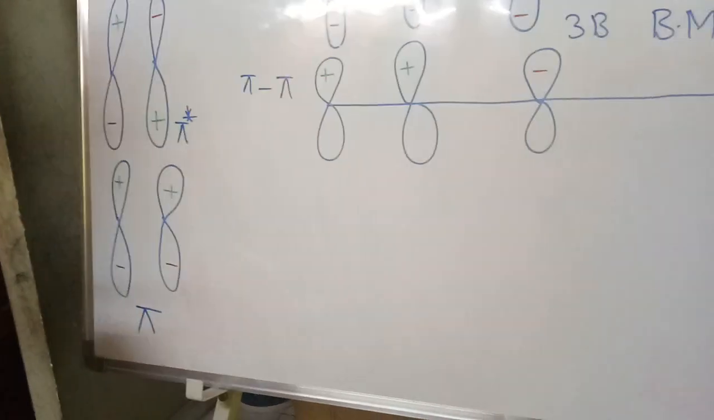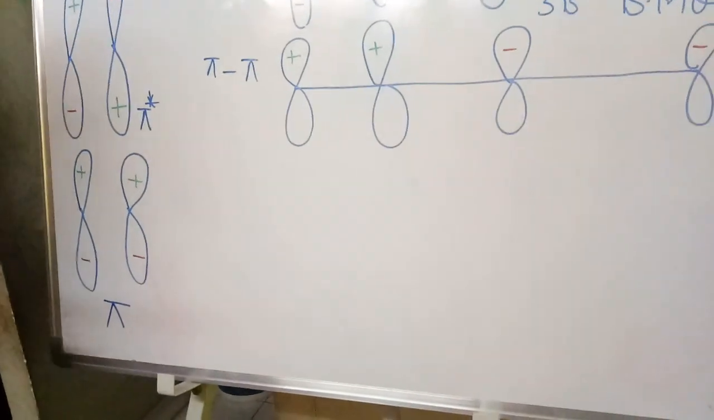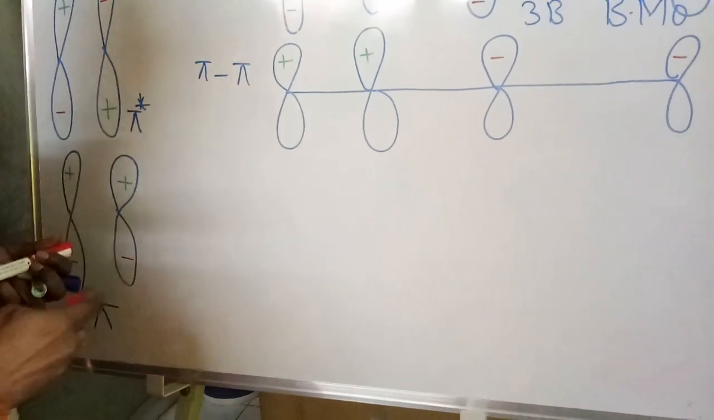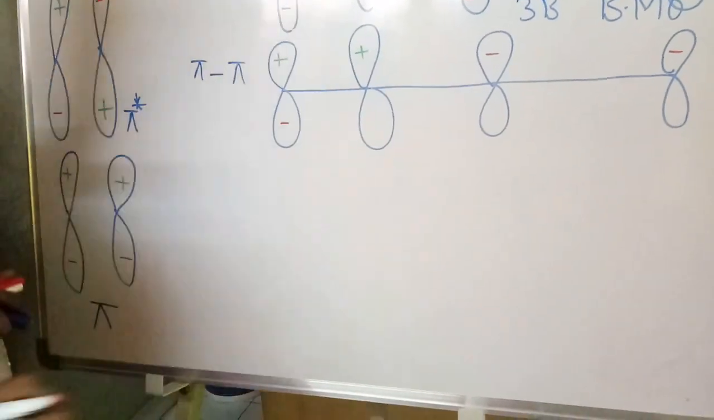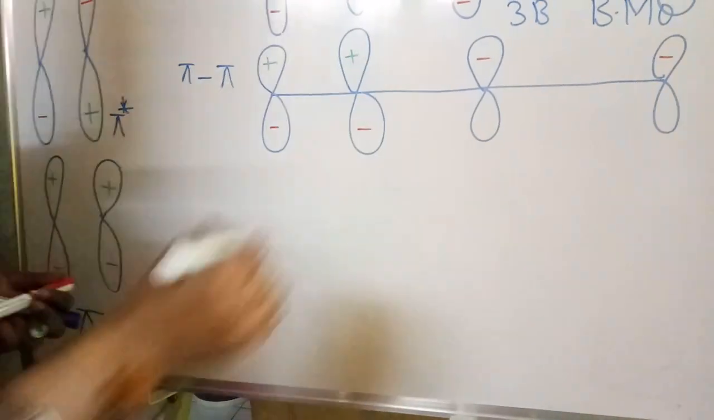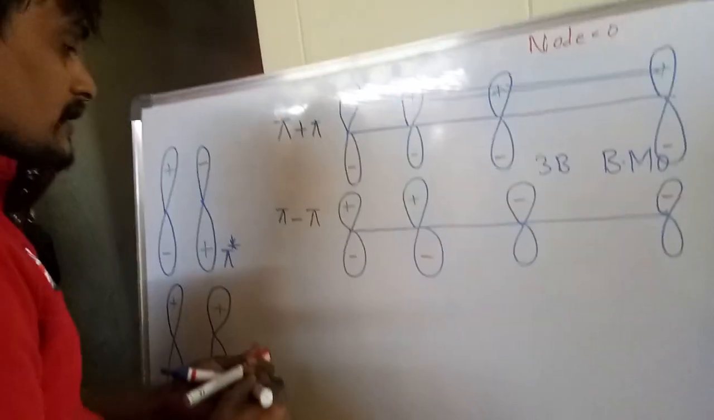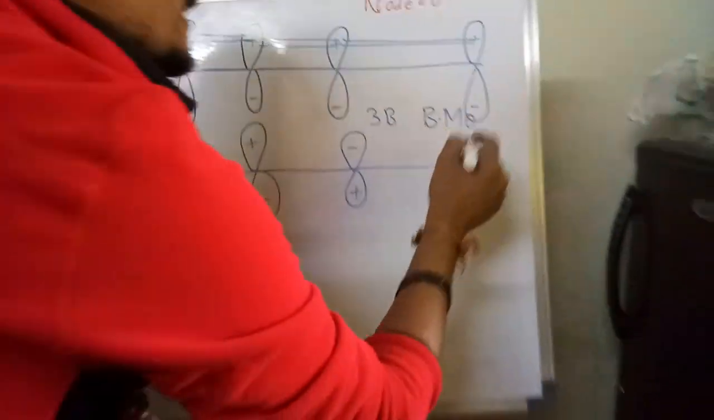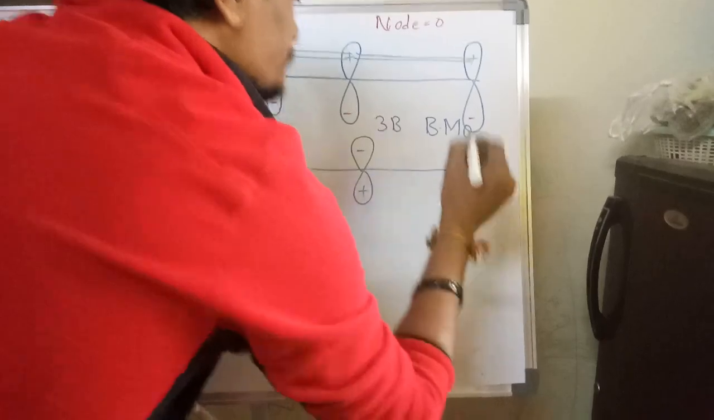Now we have to fill in the lower lobes. Since the upper lobe is positive, the lower lobe will be negative. Upper lobe is negative, the lower lobe is positive.